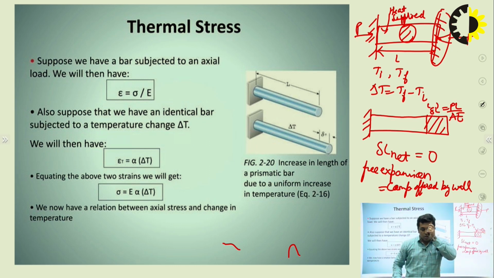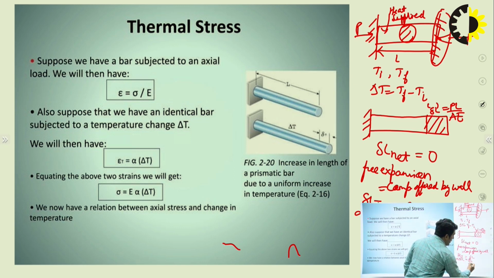This mechanical force is equal to PL by AE. Now here, what is free expansion? For free expansion it is delta LT, and for compression it will be delta L. So alpha delta TL will be equal to PL by AE.